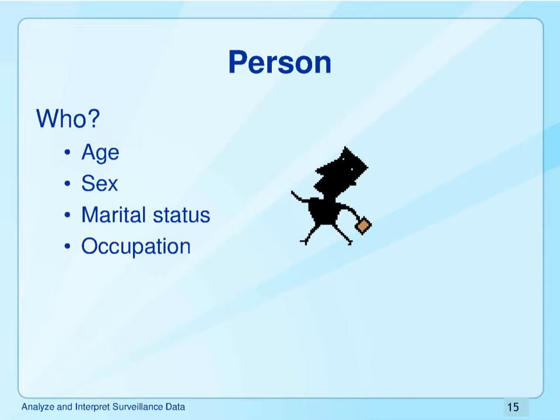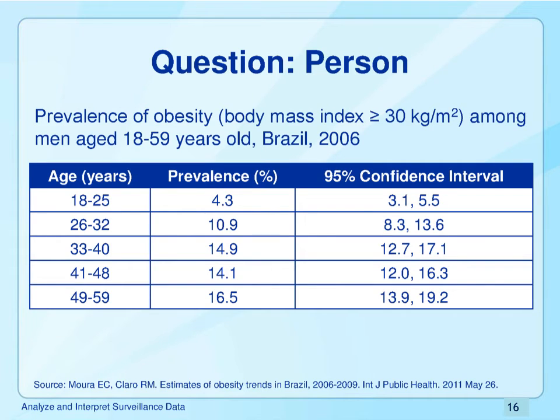Okay. Now, analyzing surveillance data by person provides further information on the groups of individuals that are affected by a particular health problem, and that in turn permits the identification of subpopulations that might be at higher risk for developing non-communicable diseases. So let's look at an example of interpreting person data here.